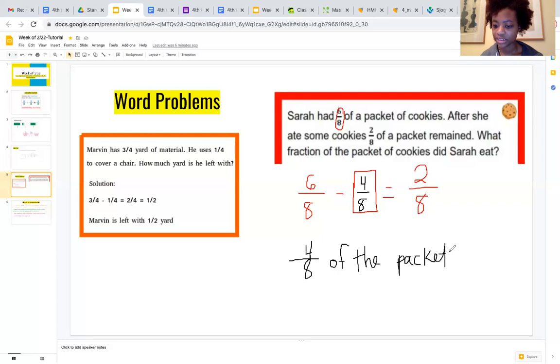And I always like to stress that children label with the correct unit. Here we're talking about packet of cookies, so it's really important that we end up writing our answer that way. So 4/8 of the packet of cookies is what Sarah eats.